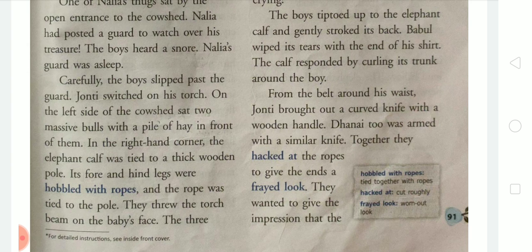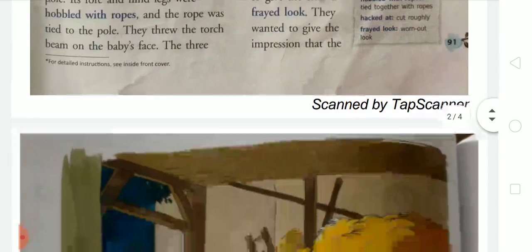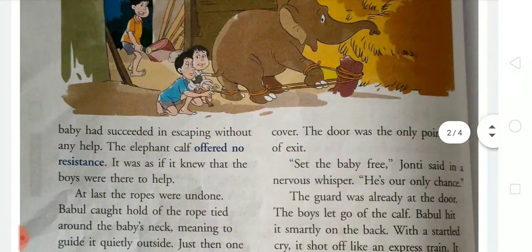The boy too was armed with a similar knife. Together they hacked at the ropes to give the ends a frayed look. They wanted to give the impression that the baby had succeeded in escaping without any help. Now, when they cut all the ropes, the baby elephant had succeeded in escaping without any help.